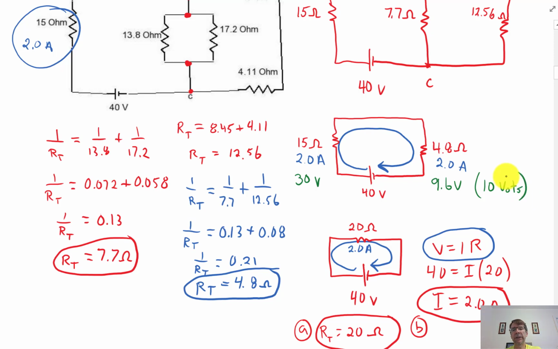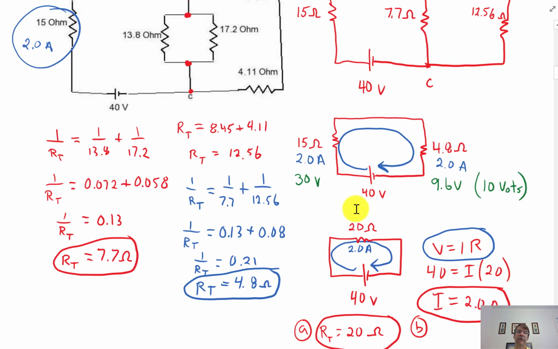Because V equals IR, I take I is 2 times 4.8, 9.6. What you'll notice here is that the first resistor, the 15 ohm resistor, is 30 volts, and the 4.8 is 10 volts. 30 plus 10 is 40. These have to add up. This is a way to check yourself. It's a lead into what we call Kirchhoff's laws in a few minutes.